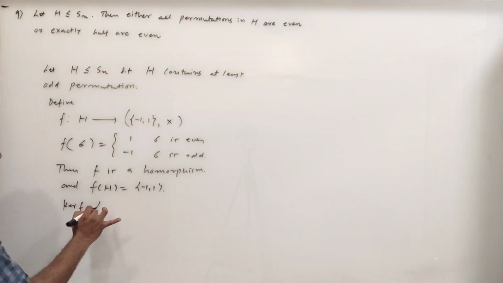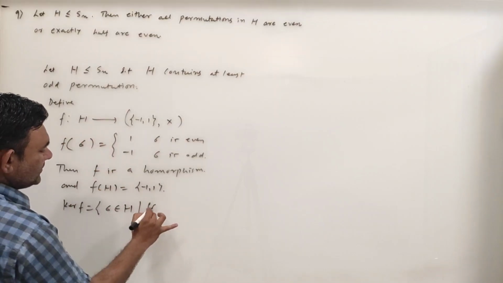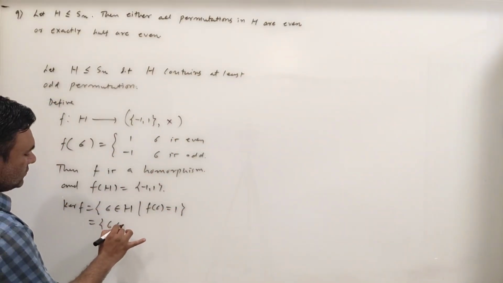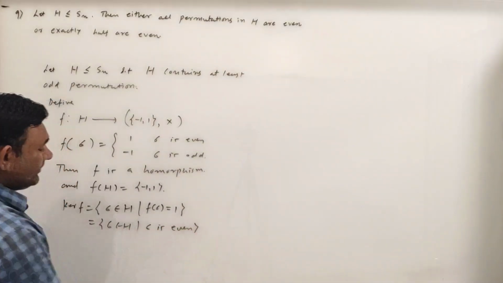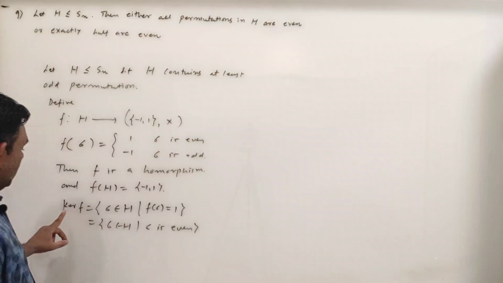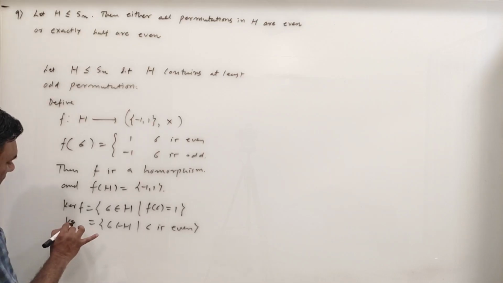So the kernel of f is what? It is sigma belongs to H such that f of sigma is equal to the identity element of this group, and that is 1. So it means sigma belongs to H such that f of sigma is 1. It means sigma is an even permutation, right? So this kernel is giving us those permutations from H which are even, right? Kernel of f is the permutations from H which are even. Okay, so kernel of f is this.